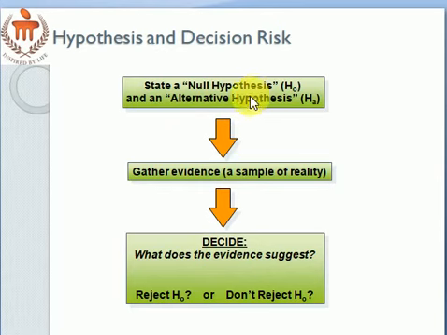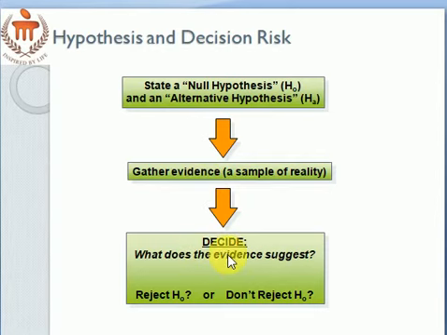In that case, we will reject the hypothesis. If H naught is rejected, that means H1 will be accepted, and if the alternative is rejected, that means null is accepted. Here we will decide based on the p value. So these are three steps. The first step is to state the hypothesis, the next step is to gather the evidence, that means collecting data, and the last step is the decision based on the analysis which you will perform on some software.